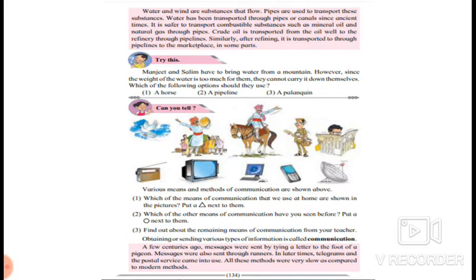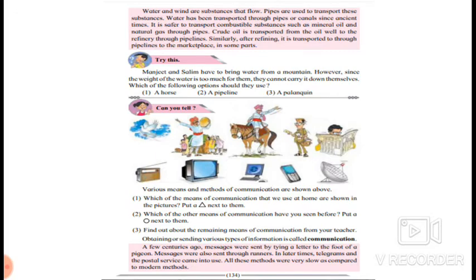1. Which of the means of communication that we use at home are shown in the pictures? Put a triangle next to them. 2. Which of the other means of communication have you seen before? Put a circle next to them. 3. Find out about the remaining means of communication from your teacher. Obtaining or sending various types of information is called communication.